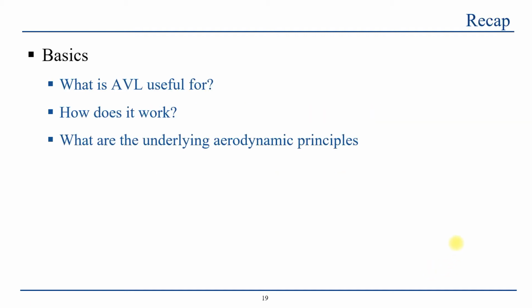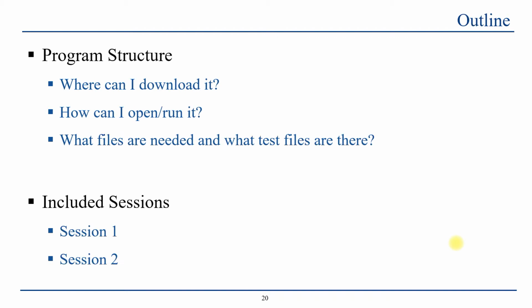So the recap from last time, we covered the basics. What is the AVL useful for? How does it work? And what are the underlying aerodynamic principles? This time, we're going to go through the program structure. We're going to answer these questions. Where can I download it? How can I open and run it? And what files are needed? And what test files are there? What are the sample files that are available with the AVL package that we can download from the AVL website?